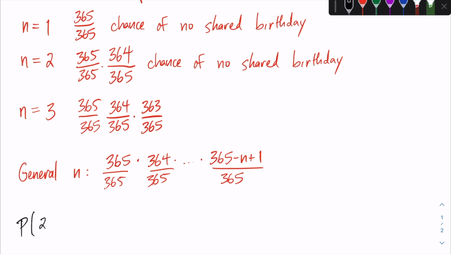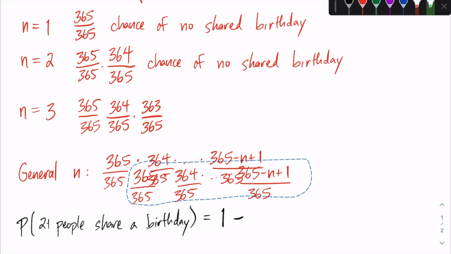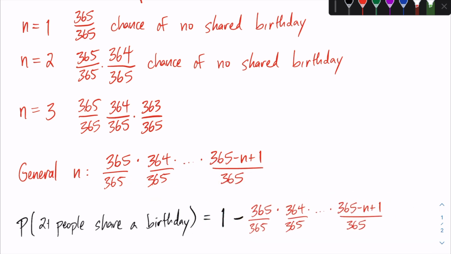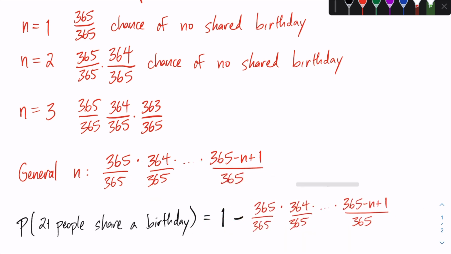two or more people share a birthday. It is going to be equal to 1 minus this general n case. All right, so the next step here is that we're just going to implement this in code. And of course, this is for an n-person room.